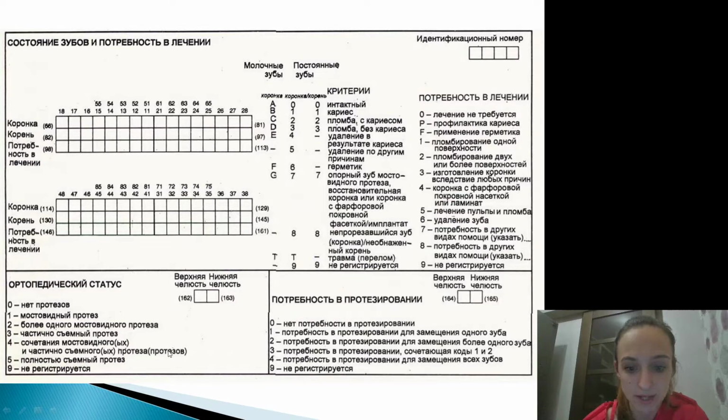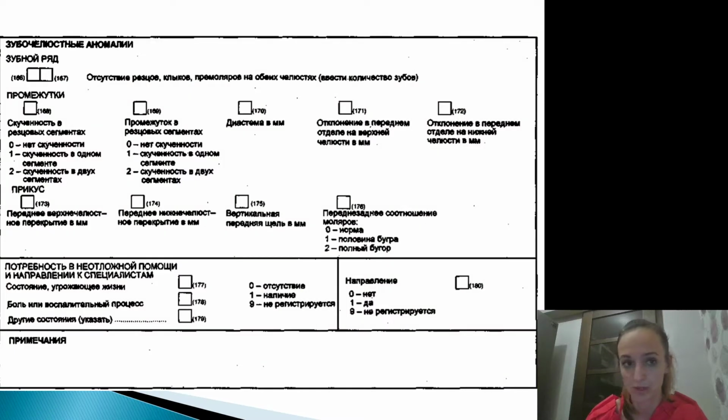It is orthopedic status, and in this last table you should write the need for orthopedic treatment. And different orthodontic items. Here we write the bite that the patient has, and here you can write whether your patient needs, for example, some help from another specialist or not.